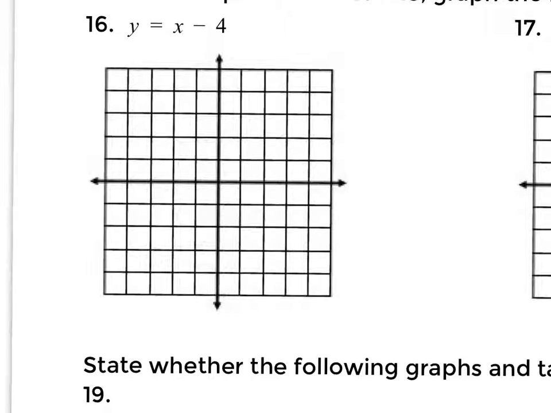Number 16. y equals x minus 4. Remember, we are doing y equals mx plus b. Over to the side, you can write down m and b if that is helpful for you. Your line is going to cross the y-intercept at -4, because this is your b and this is your b. So put a point at -4.